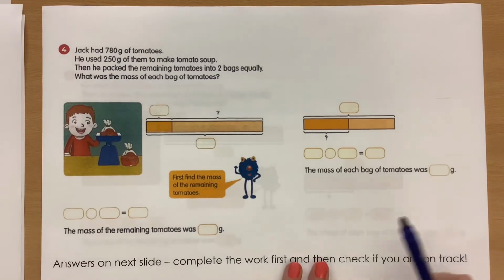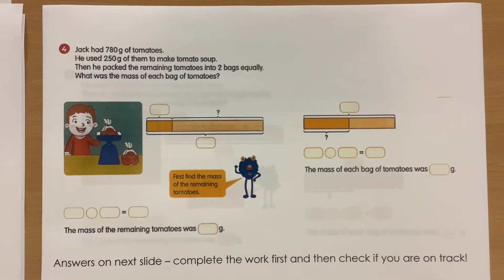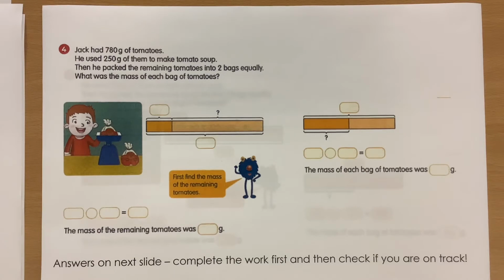So the next example, Jack had 780 grams of tomatoes. He used 250 of them to make tomato soup. Then he packed the remaining tomatoes into 2 bags equally. What was the mass of each bag of tomatoes?